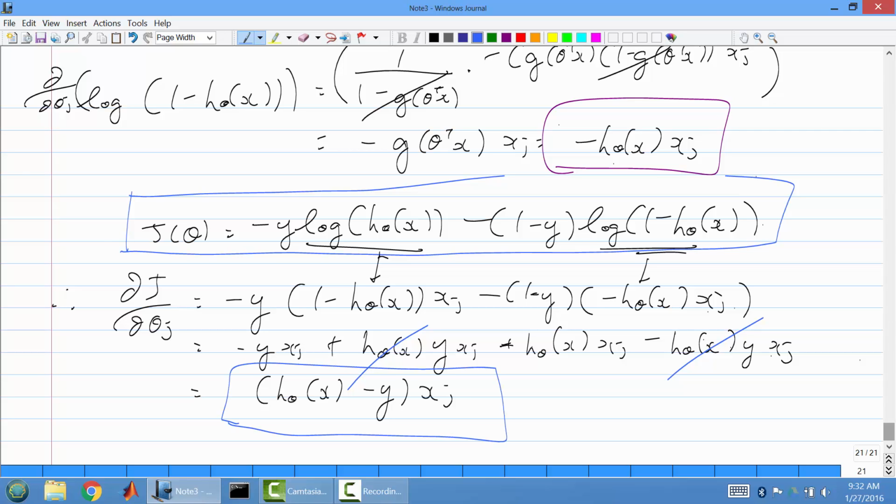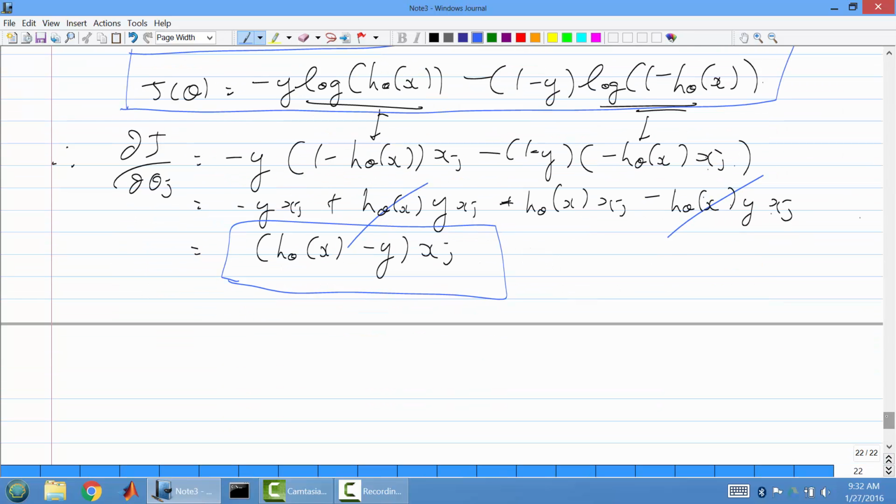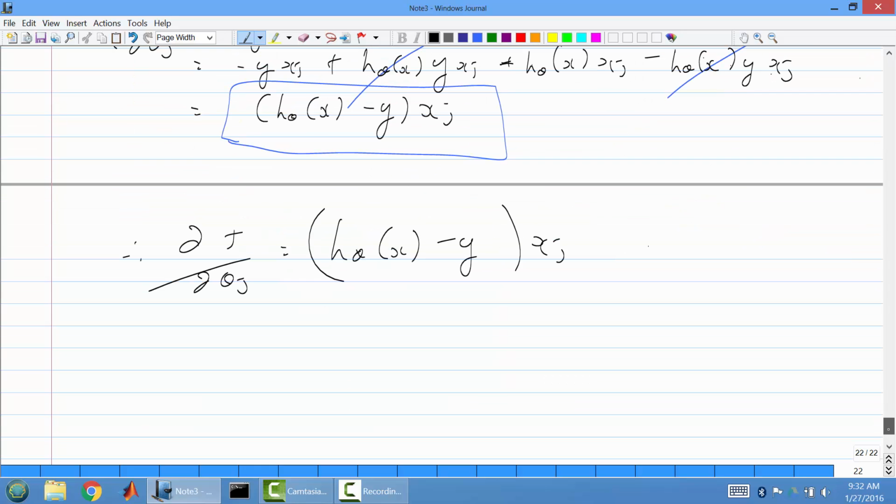that looks a little familiar, I think. So therefore, for m examples, you want to average it. You don't have to average it, but for m examples, it's 1 over m.